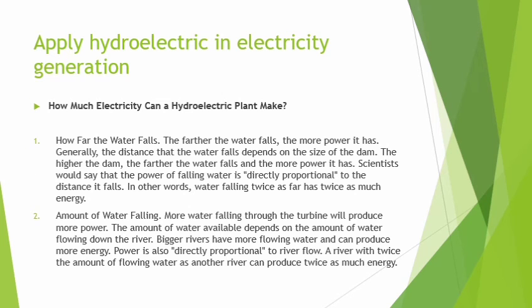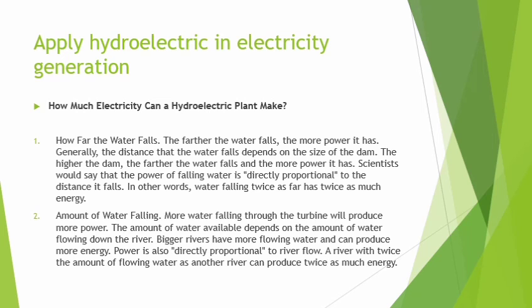How much electricity can hydroelectric make? Number 1, how far the water falls. The farther the waterfall, the more power it has. Generally, the distance of the waterfall depends on the size of the dam. The higher the dam, the farther the waterfall and the more power it has. Scientists say the power of falling water is directly proportional to the distance it falls. In other words, water falling twice as far has twice as much energy.